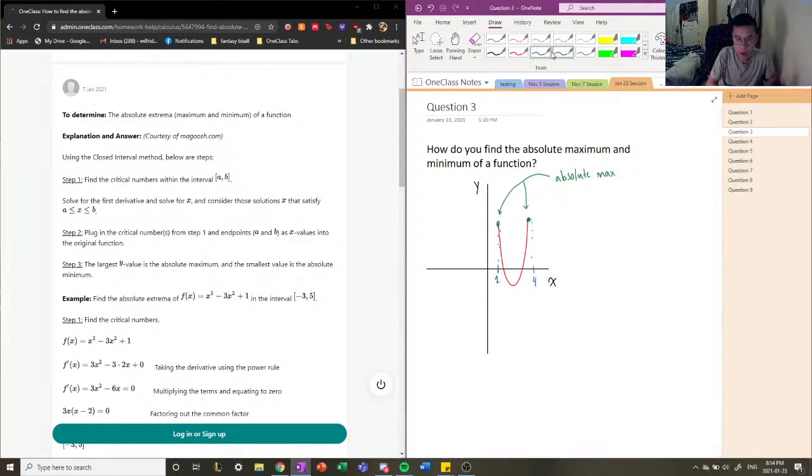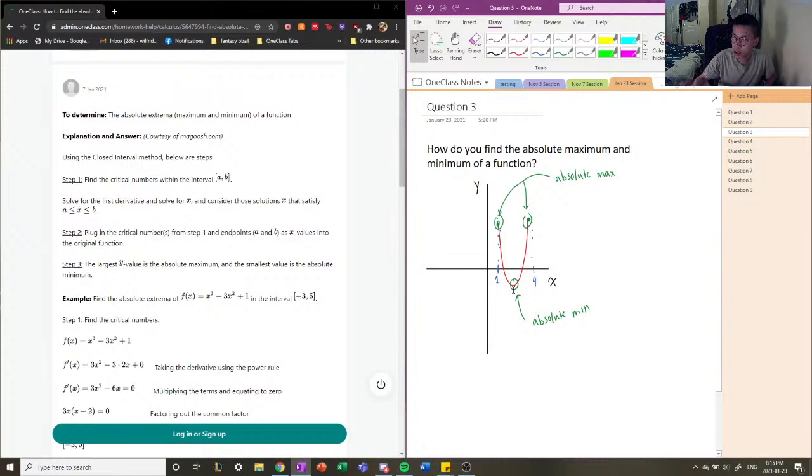Okay? So what about absolute min? The absolute min will be here, if we were to visually identify this as our absolute min. And when I talk about absolute max and absolute min, I'm talking about within the closed interval that we specified.